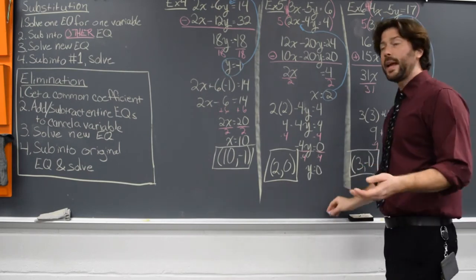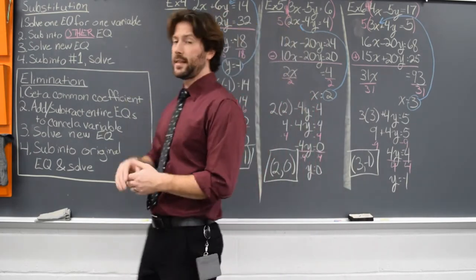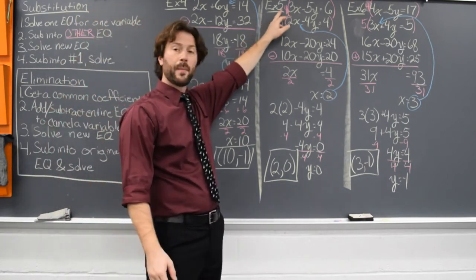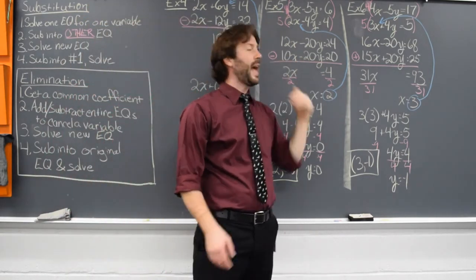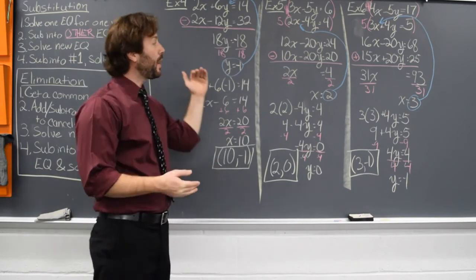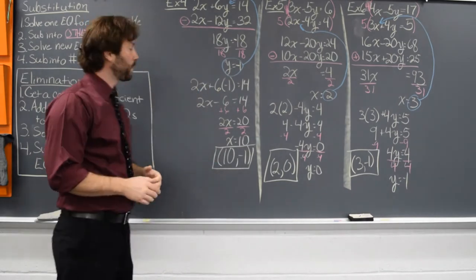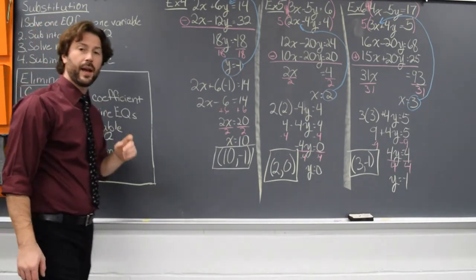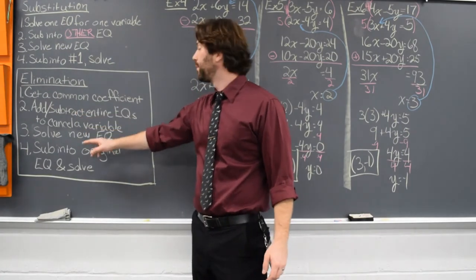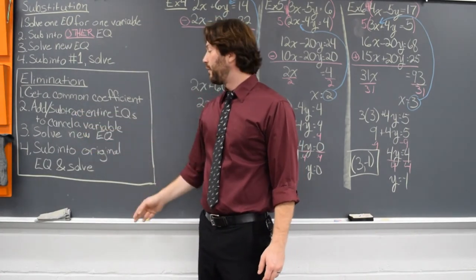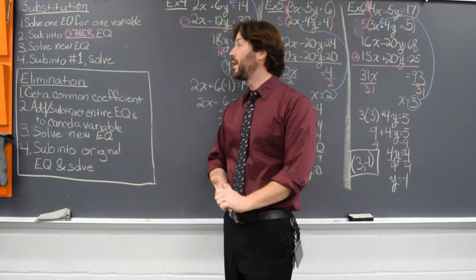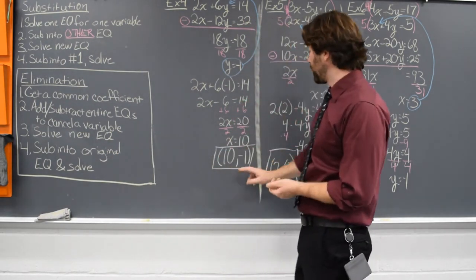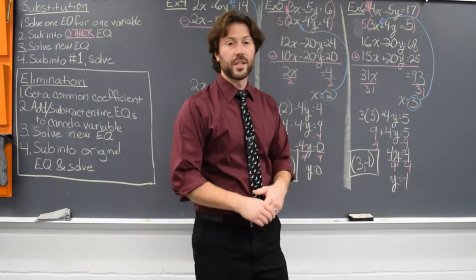So, elimination can work a little bit more quickly than substitution, but it does require a little more thought along the way. First, we need to get that common coefficient. Then we need to choose whether to add or subtract the entire equations. Get that common coefficient, either add or subtract the entire equations to eliminate one of those variables, solve that new equation that's all in one variable, and then sub that back into the original equation, either one, doesn't matter which one, and solve for that remaining variable. Remember that your solution is going to be an ordered pair for a system of equations. Okay?